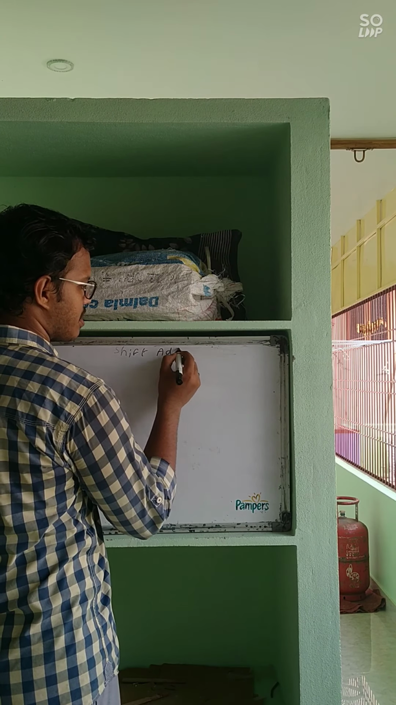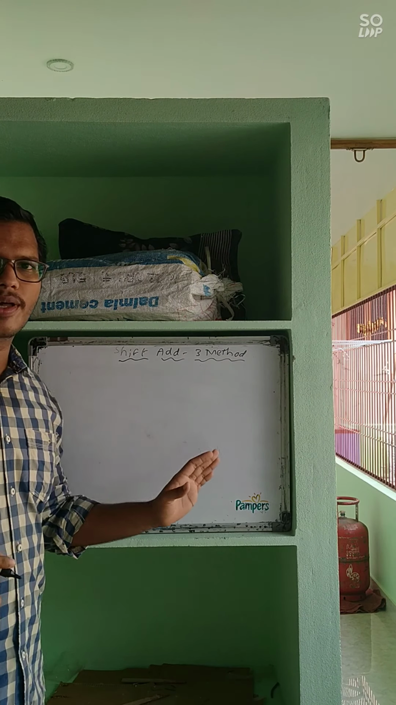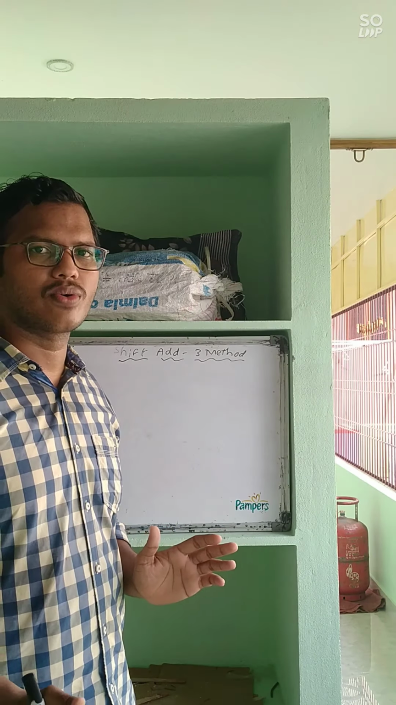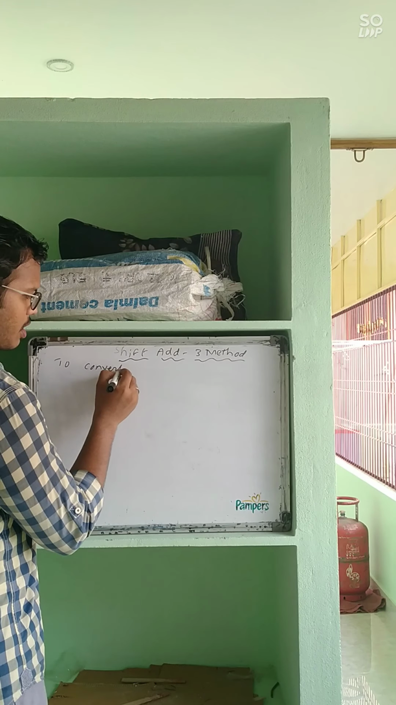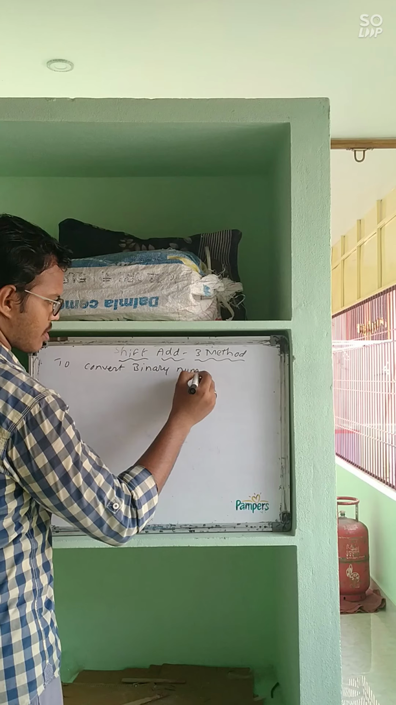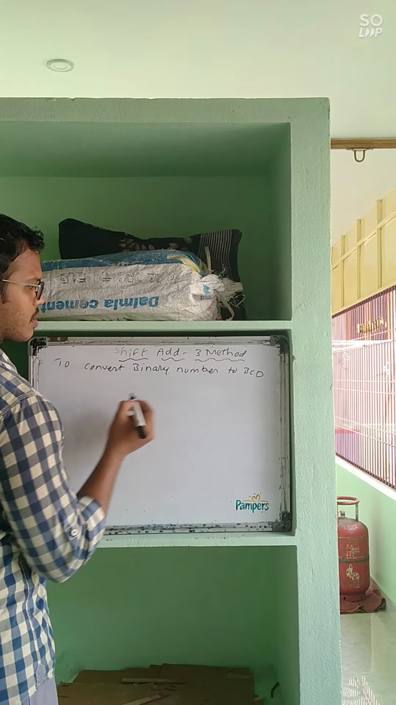Shift add 3 method. So the shift add 3 method is used to convert a binary number to BCD. Okay.